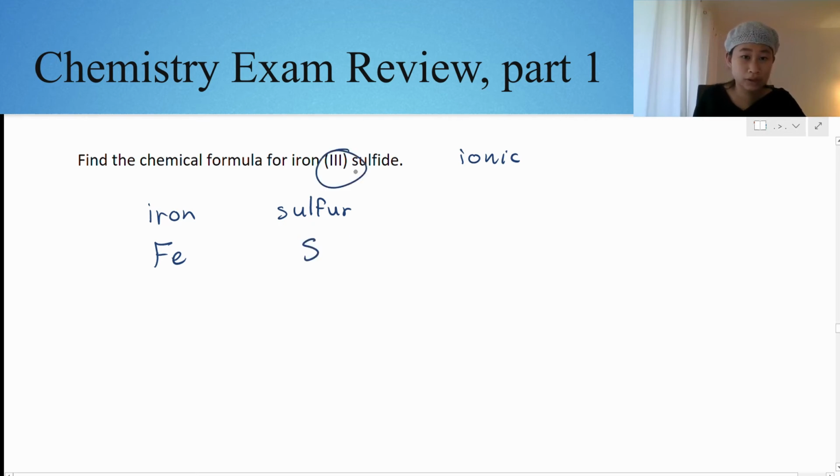This Roman numeral here tells us that iron has a +3 charge. Looking at the periodic table, we see that sulfur has an ionic charge of -2. Iron(III) sulfide is going to have a 0 charge, a neutral charge, okay? And so far, if we put one of each together, we have +3 minus 2, which is not 0, okay? So we need to figure out how many of each we need to make this 0.